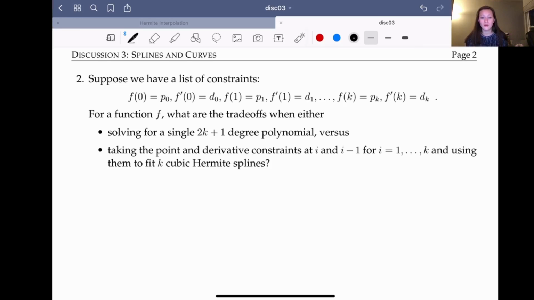So overall, it's better to fit k-cubic Hermite splines.